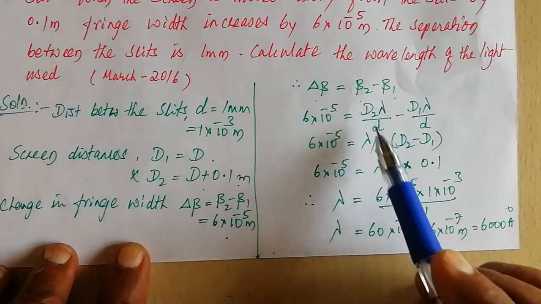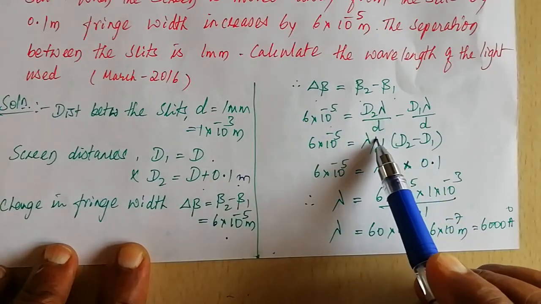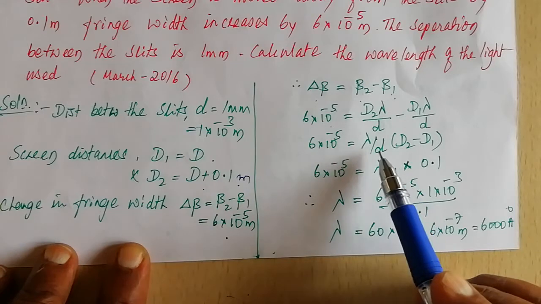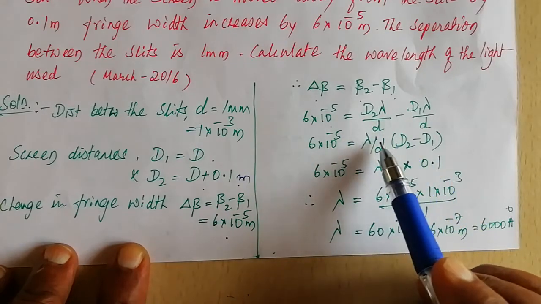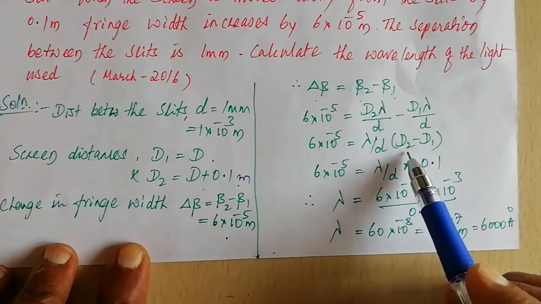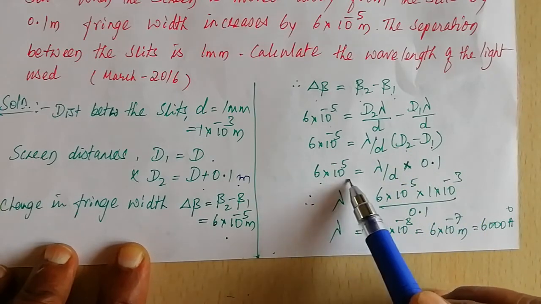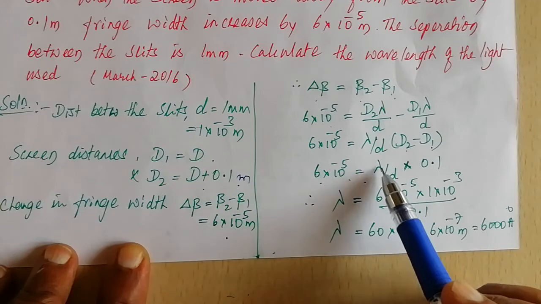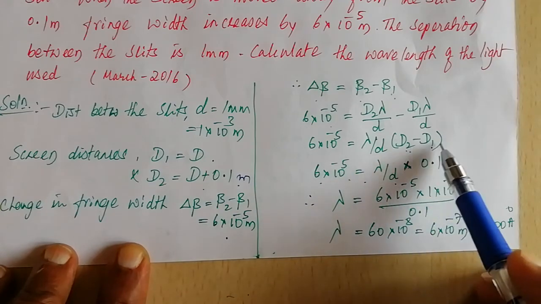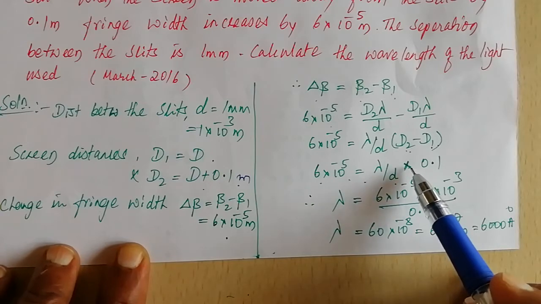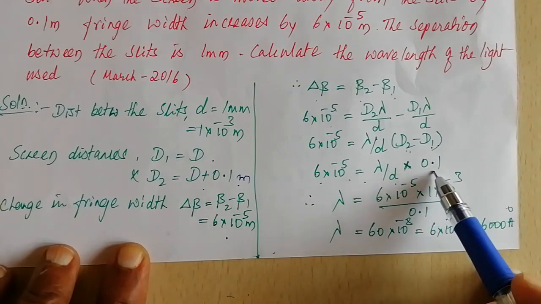Beta 2 is D2 lambda by d. Beta 1 is D1 lambda by d. Here, taking lambda by d common, we can write D2 minus D1. 6 into 10 raised to minus 5 equals lambda by d into D2 minus D1. The difference in the screen distance is 0.1.